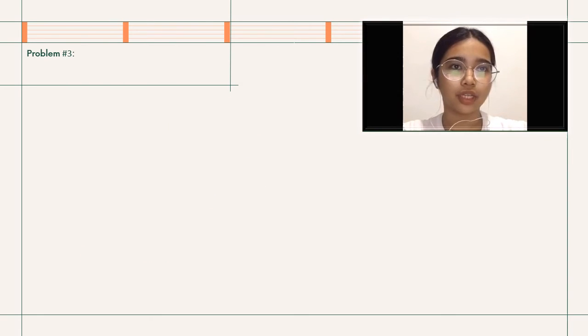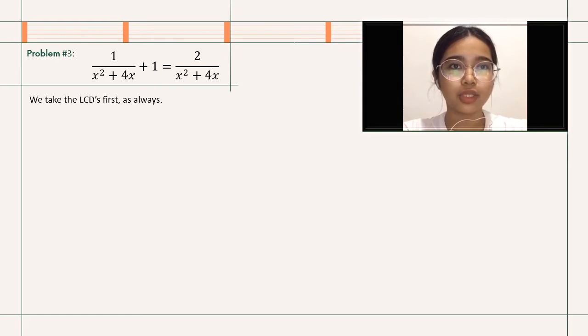Problem number 3. 1 over x squared plus 4x plus 1 equals 2 over x squared plus 4x. We take the LCD first as always. x squared plus 4x times 1 over x squared plus 4x plus 1 equals 2 over x squared plus 4x times x squared plus 4x.